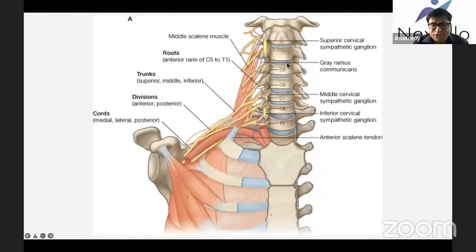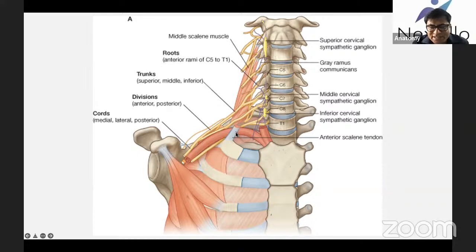Let me continue with this lecture first. Here you're seeing two muscles. One, you can see this tendon. Can you see this tendon attached to the first rib? This is the scalenus anterior tendon, which has been cut out. And behind, you're seeing this muscle, scalenus medius.